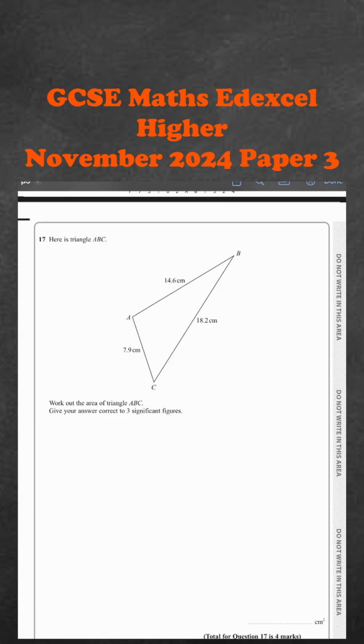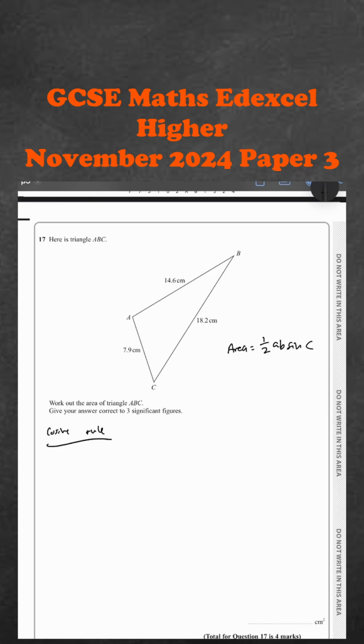Question 17. Here is triangle ABC. Work out the area of triangle ABC. Give your answer correct to 3 significant figures. So we know the area is half ab sine C. But as you can see from the diagram, we have 3 side lengths and no angles. So we're going to have to use the cosine rule to find an angle.